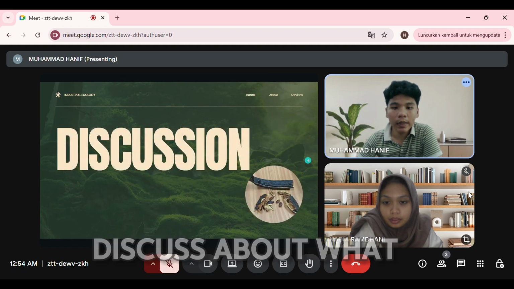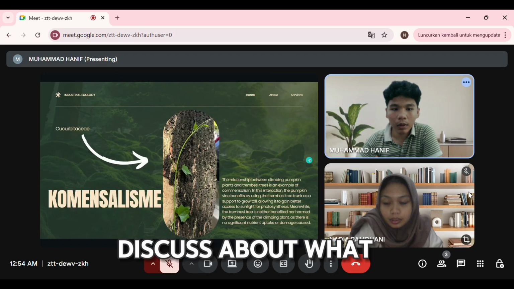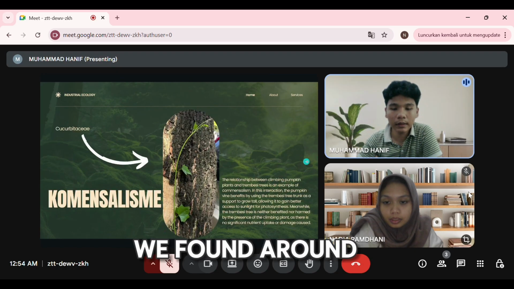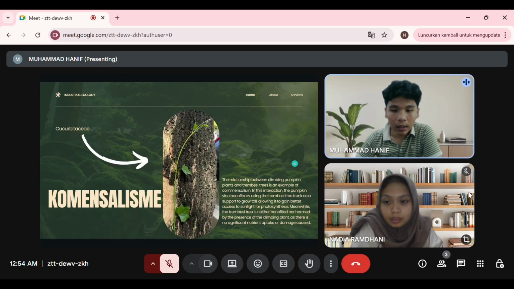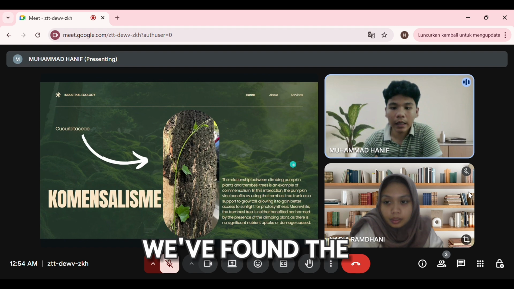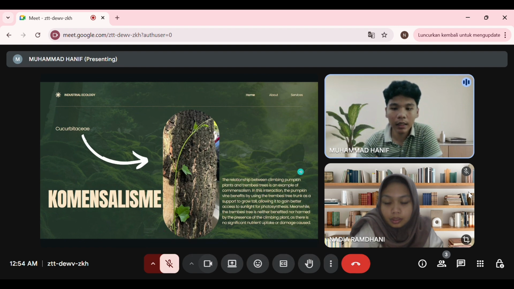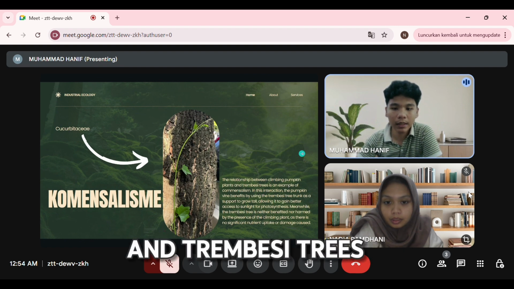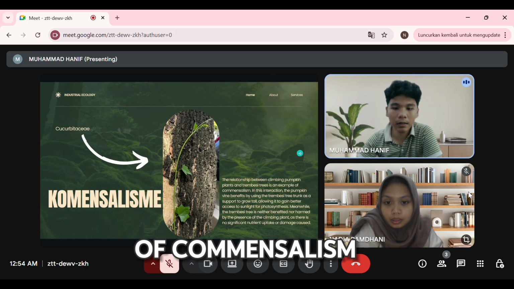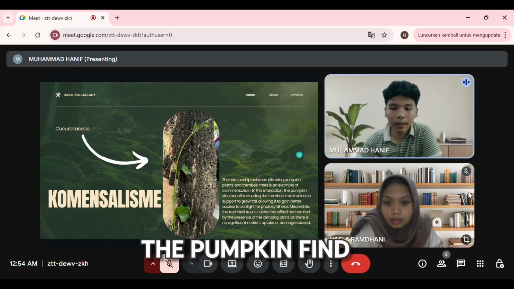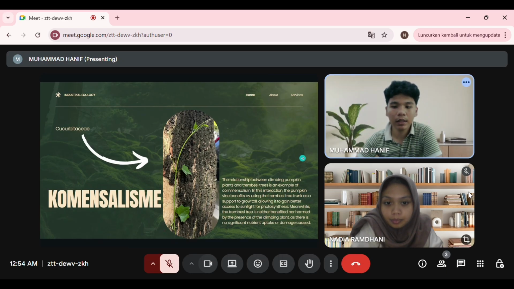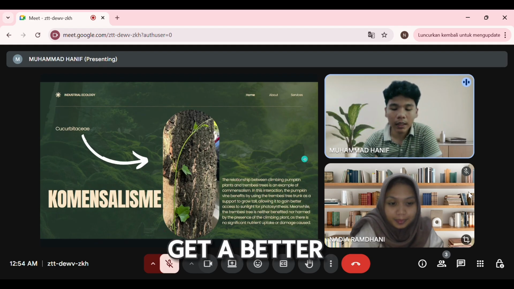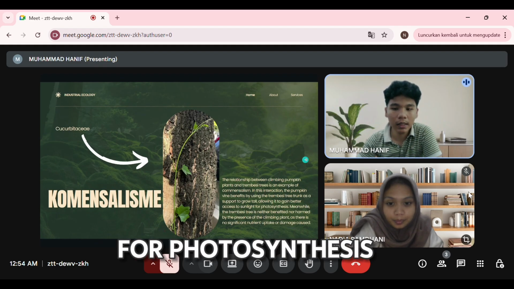Next slide. We discuss what we found around Samanea saman. We found that the relationship between climbing pumpkin plants and Trembesi trees is an example of commensalism. In this interaction, the pumpkin benefits by using the Trembesi tree trunk as a support to grow tall, allowing it to gain better access to sunlight for photosynthesis.